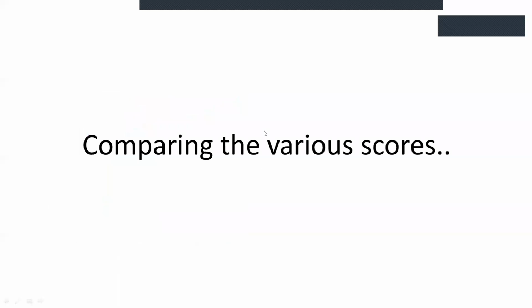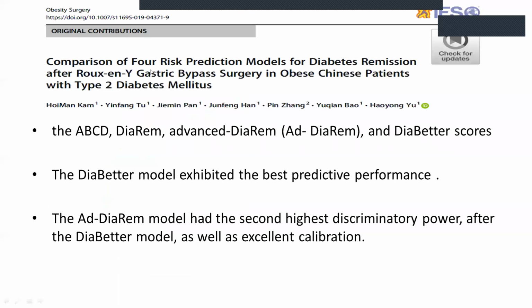So comparing all these scores, there were various studies which we'll go through one by one. Four prediction models were compared in this study in China. The ABCD score, the DiaRem score, and the Advanced-DiaRem and the DiaBetter scores were compared. They found that the DiaBetter score model exhibited the best predictive performance, followed by the Ad-DiaRem score, which had the second highest discriminatory power after the DiaBetter model. And they also found it to have an excellent calibration.